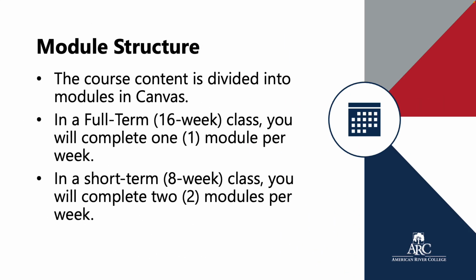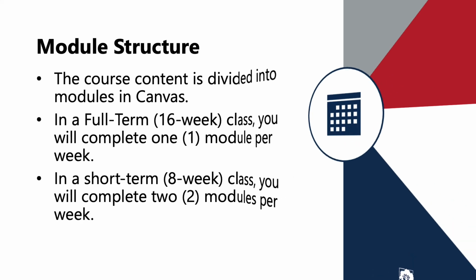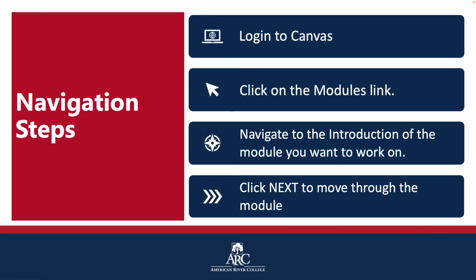We utilize a module structure. That means the course content is divided into modules in Canvas. In a full term or 16-week course, you will complete 1 module per week. In a short term or 8-week course, you will complete roughly 2 modules per week. Before we dive deeper into each module, let's locate the modules in Canvas. Here are the navigation steps.